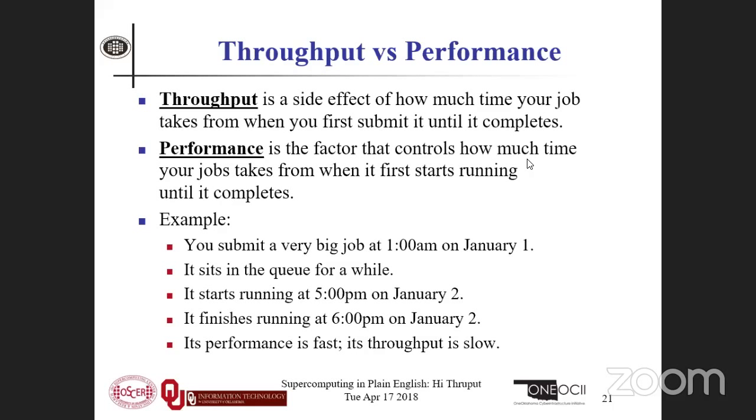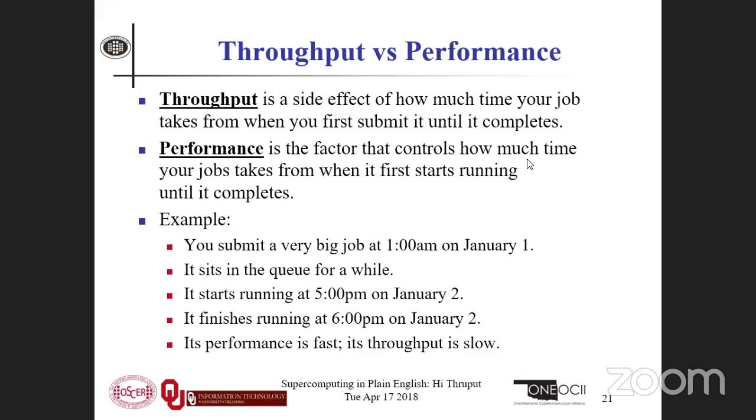A good way to think of throughput is from the time you submit a bunch of jobs until the time that all of those jobs have finished. Whereas with performance, we're really thinking about the time the job takes from the time it starts running to the time it ends running. And we usually think of performance in the context of once it started, it doesn't stop. Whereas with throughput, it might start and stop and start and stop.